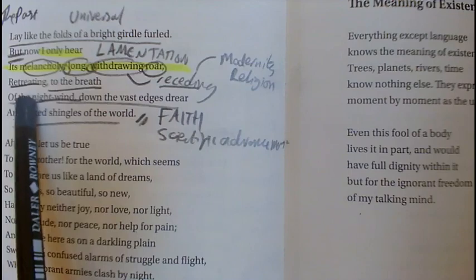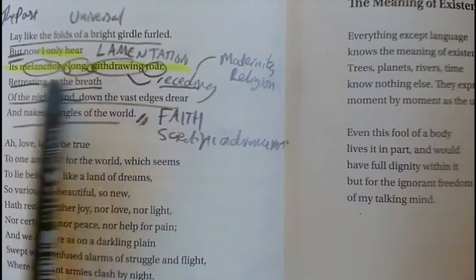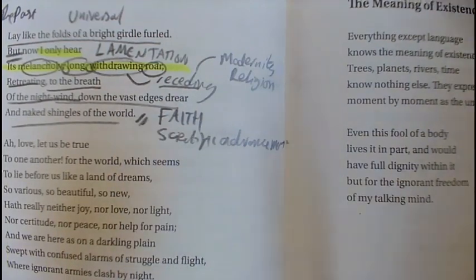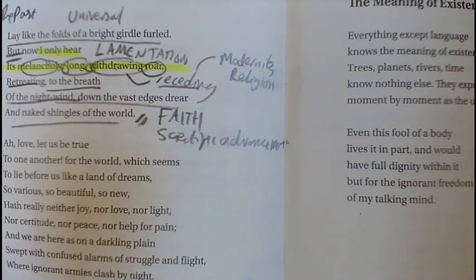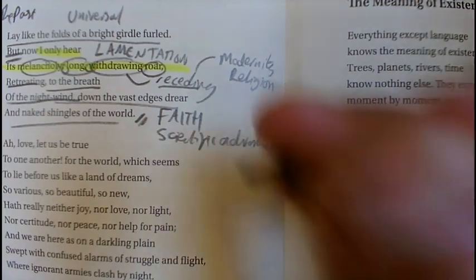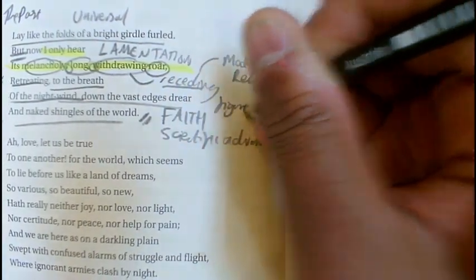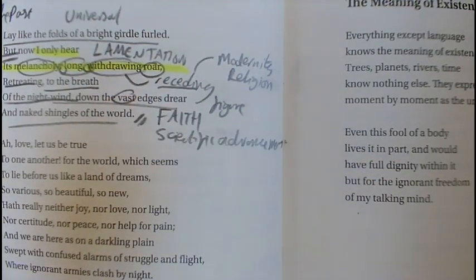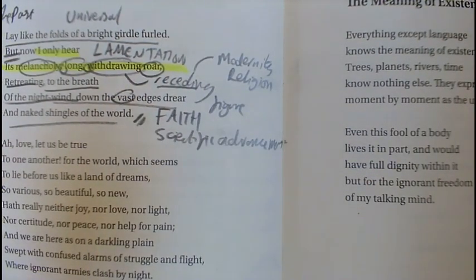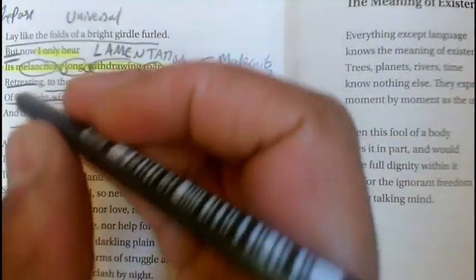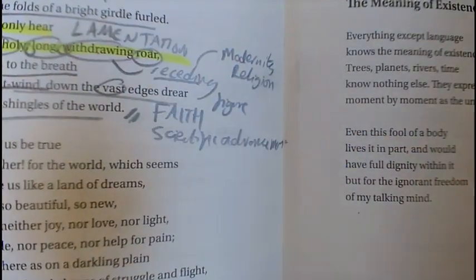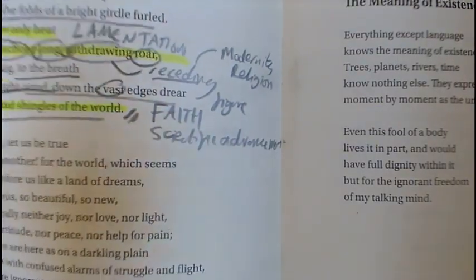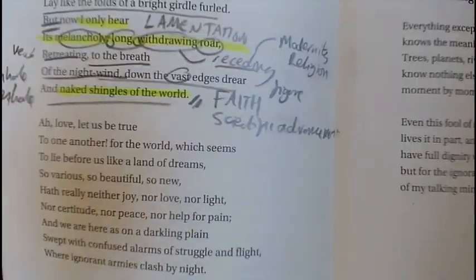So we've got this beautiful image of the night wind retreating as well, down the vast edges drear and naked shingles of the world. And he takes this idea of this retreating figure, the figure moving away, disappearing down the vast edges. Again, this idea of the scale is important. He used that adjective earlier. Down the dreary vast edges and naked shingles of the world. And again, we've got this metaphor here of naked shingles of the world, because of course he's looking out on a shingle beach, but he's describing the world as a naked shingle beach here.